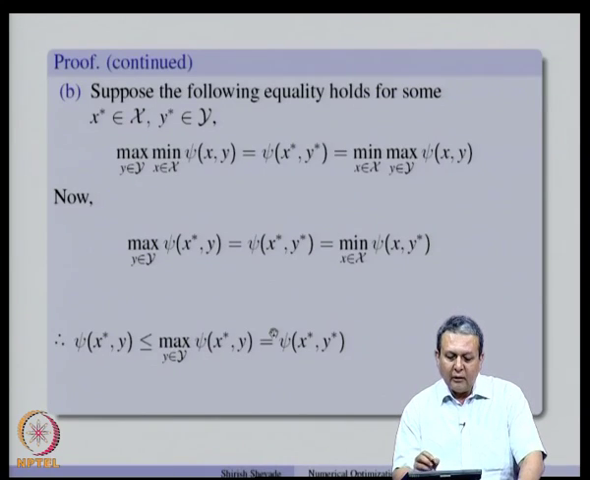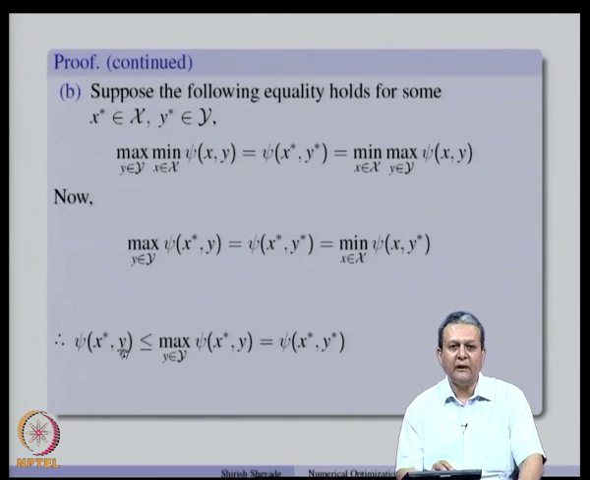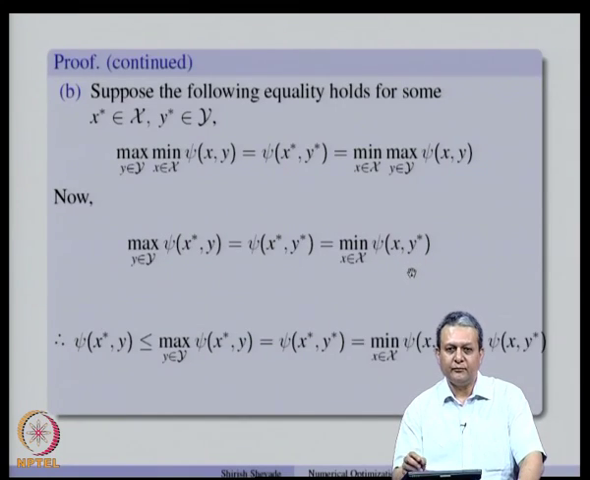we can say that psi x star y star, which is nothing but max of psi x star y, and max of psi x star y will always be greater than or equal to psi x star y, because we have already obtained the maximum of psi x star y. So, naturally for any feasible y, psi x star y will be less than or equal to psi x star y star. And similarly, since this is equal to min of psi x y star, that will be less than or equal to psi x y star.